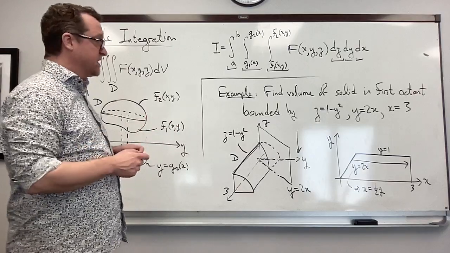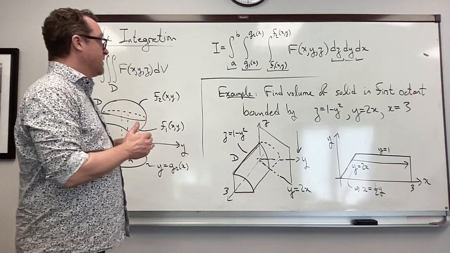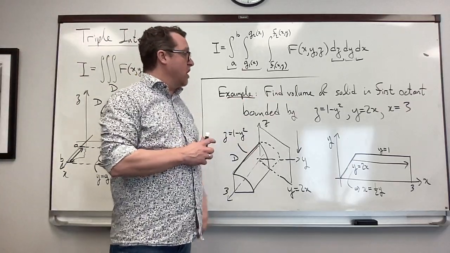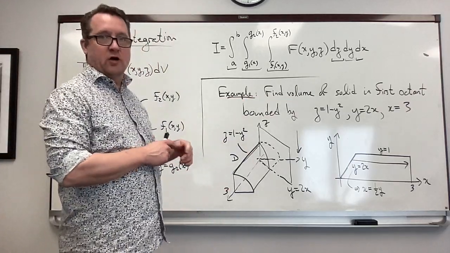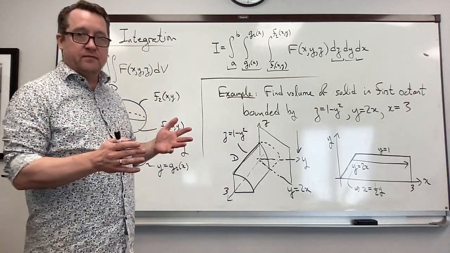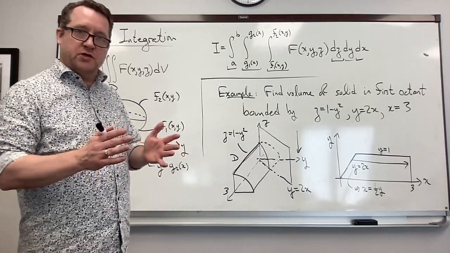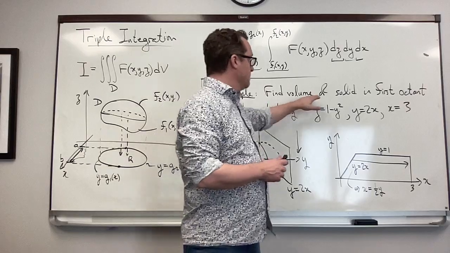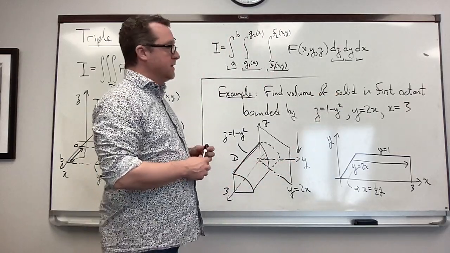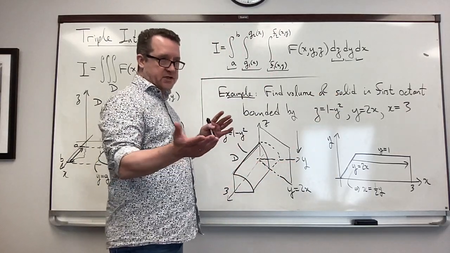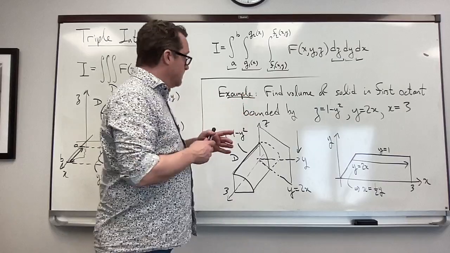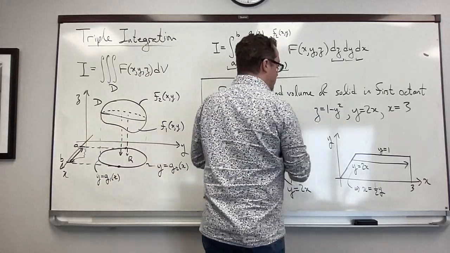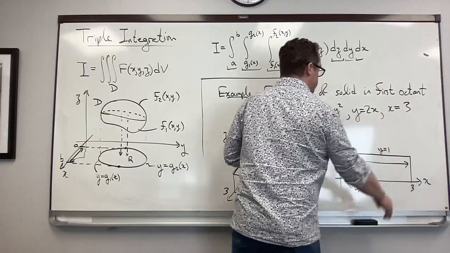This is actually the first example out of the textbook that talks about this triple integration. Find the volume of the solid. So despite what I said about not all triple integrations being volumes, we're going to start with the volume. We always do, because it's the easiest one. The integrand is 1. So find the volume of the solid in the first octant. First octant means we're limited by x ≥ 0, y ≥ 0, z ≥ 0, bounded by z = 1 − y², y = 2x, and x = 3.